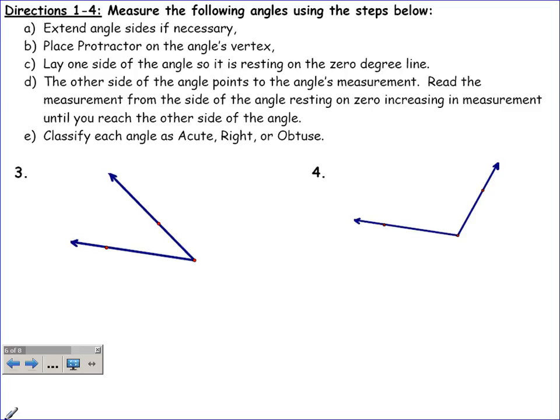Place the protractor on the angle's vertex. Lay one side of the angle so it's resting on the 0 degree mark. The other side of the angle points to the angle measurement. Then you have to identify whether it's an acute, right, or obtuse angle. Acute is going to be the small numbers. Obtuse is going to be the big numbers. Right, obviously, is right at 90 degrees.